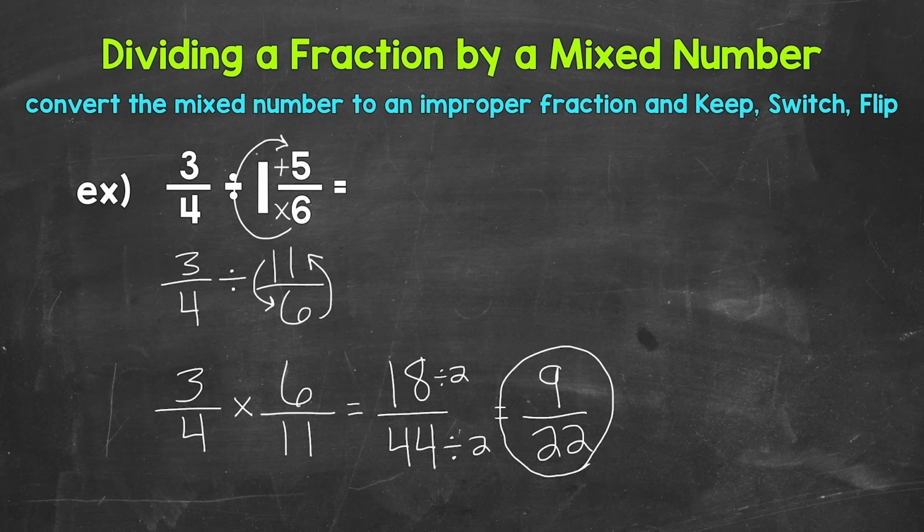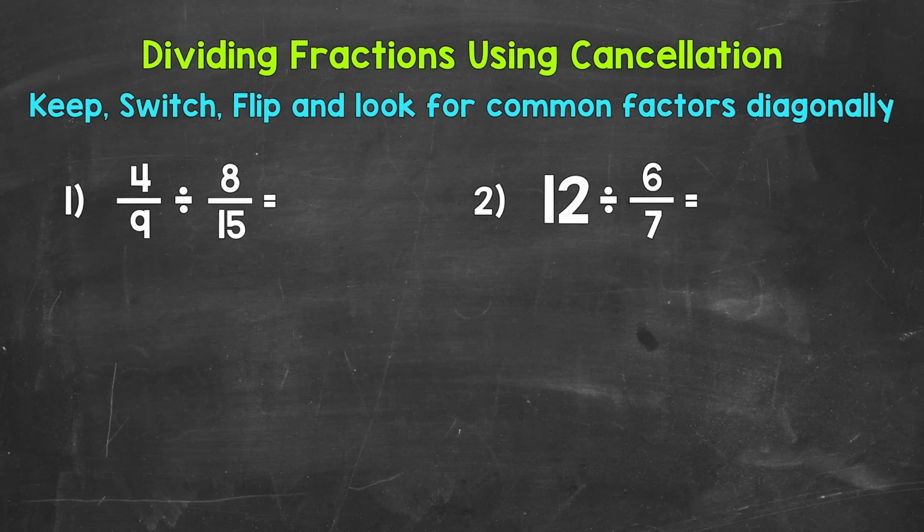Let's move on to using cross cancellation when we have a division problem involving fractions. Cancellation gives us smaller numbers in value to work with and easier numbers to work with. This is a way to simplify the problem before multiplying. And remember, when we have a division problem involving fractions, we end up multiplying.